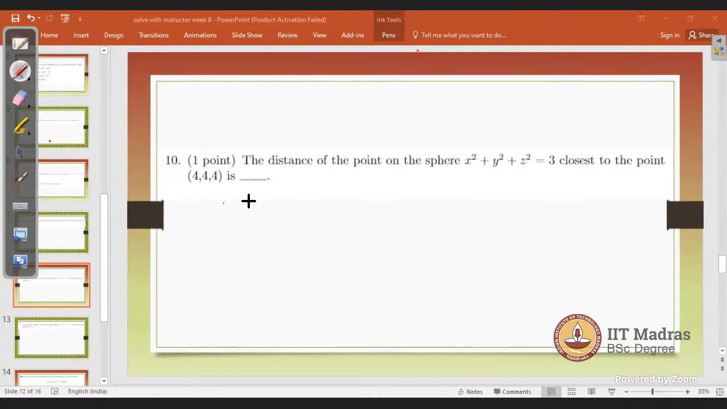So the objective function is nothing but your distance, which will be, as we know, (x minus 4) whole square, (y minus 4) whole square, (z minus 4) whole square. This is your objective function. So distance square is equal to this one.